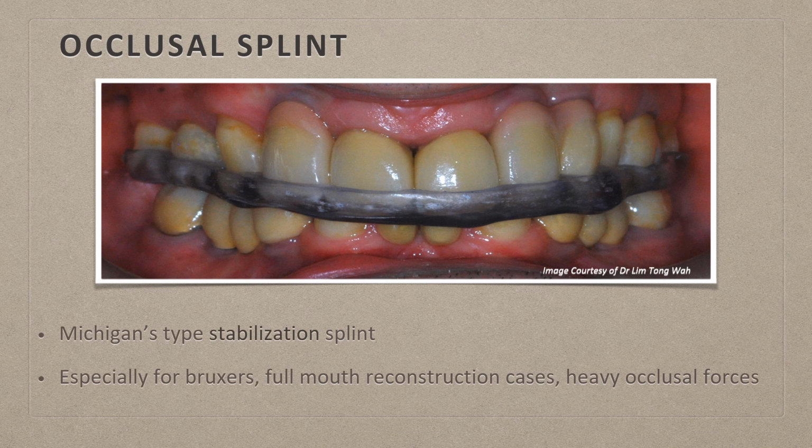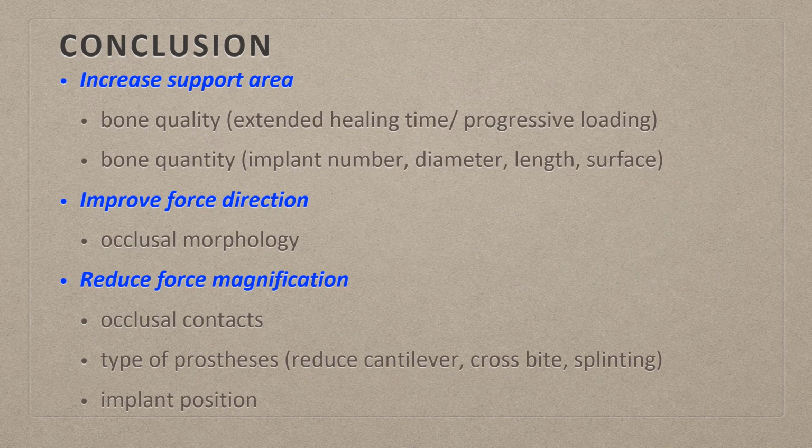It is always advisable to prescribe a hard stabilization splint after implant therapy, especially for bruxers, full mouth reconstruction cases and patients with heavy occlusal forces. As a conclusion, these are the factors to consider in implant occlusion, including increased surface area, improved force direction and reduced force magnification.